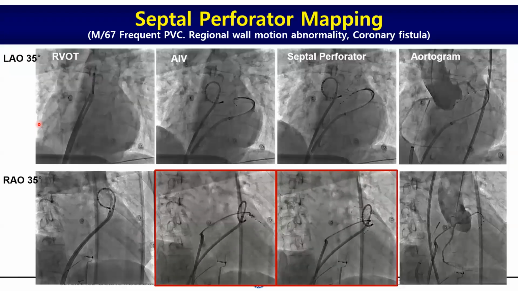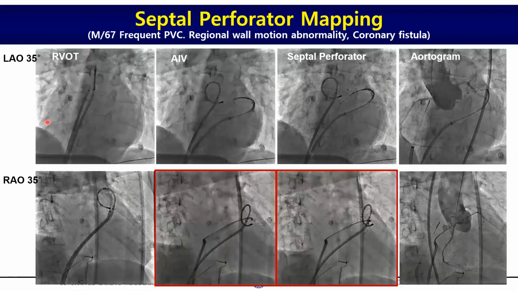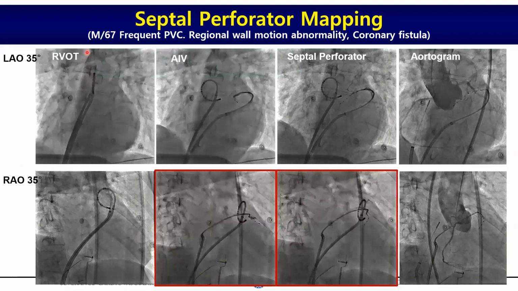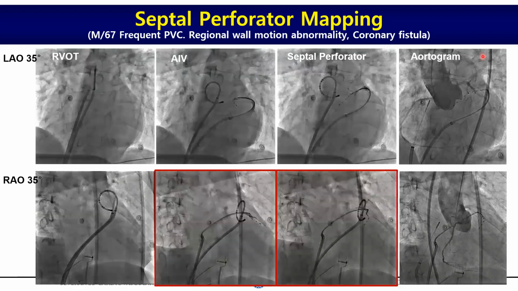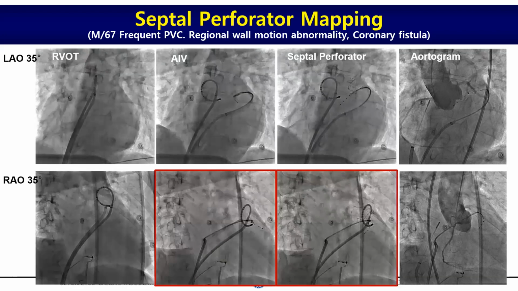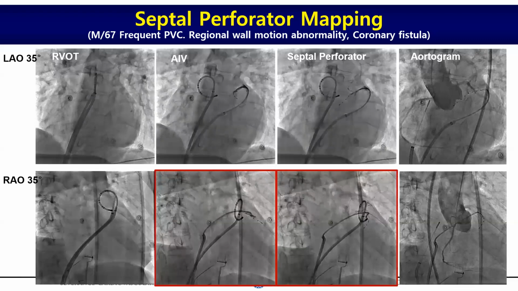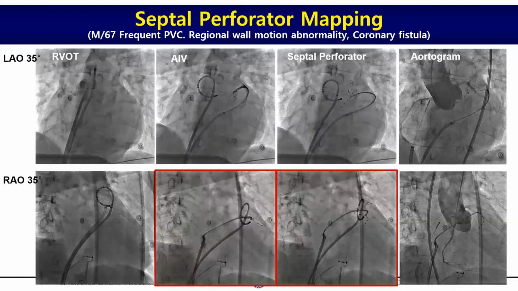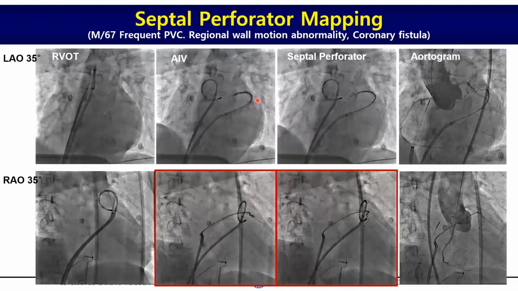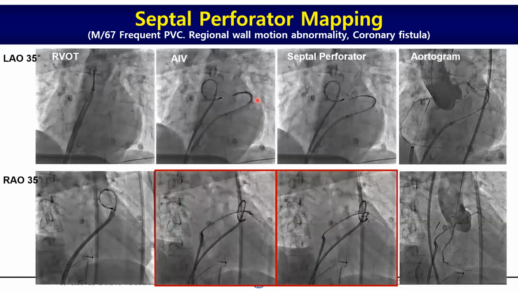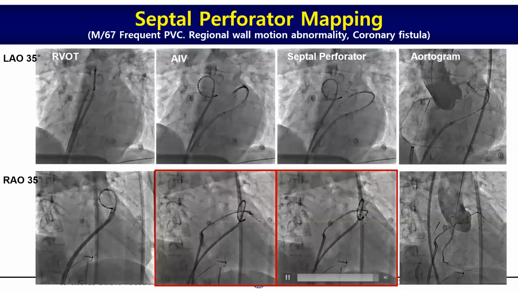These are LAO and RAO views taken from fixed fluoro angles. From left to right panels, there are RV outflow tract angio, AIV map, septal perforator map, and aortogram. When I encounter a patient with LV summit VA, I first obtain an RV outflow tract angiogram and quick map. The next step is coronary venous mapping performed directly through the coronary sinus. A JR4 catheter was inserted in an SL1 sheath, and the AIV and septal perforator were mapped sequentially using a 2 French microcatheter.